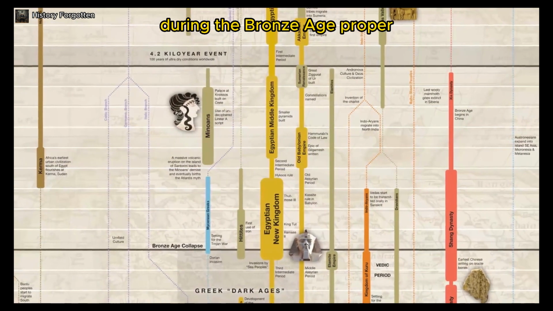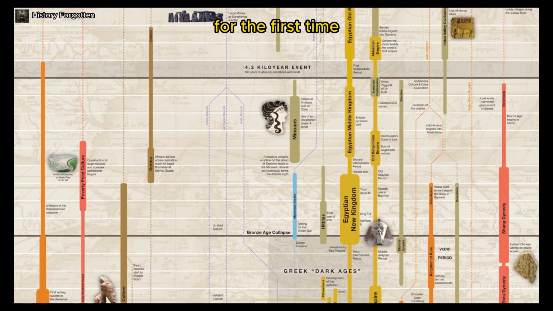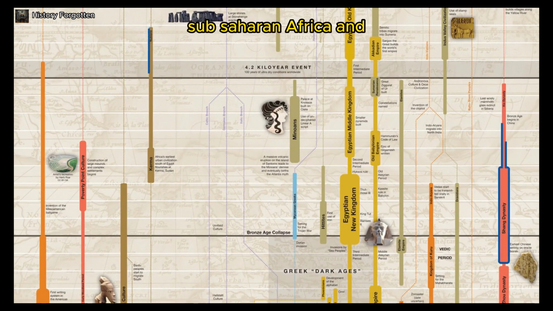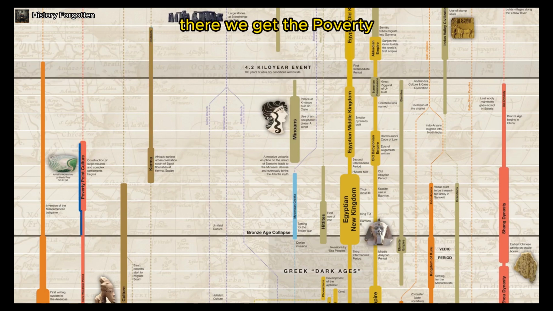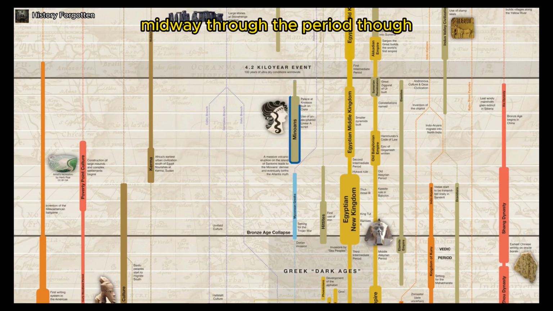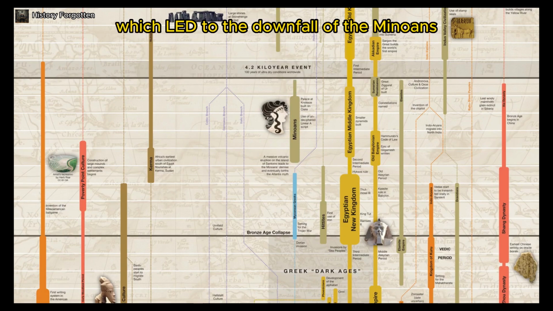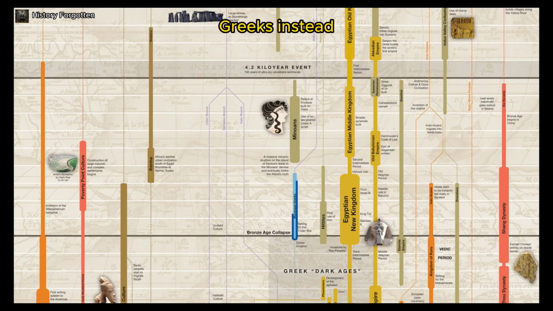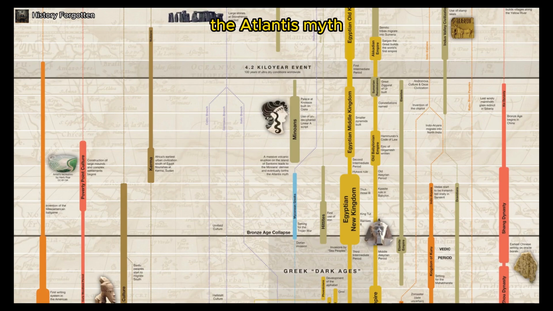During the Bronze Age proper, we also get civilization rising in other parts of the world for the first time, including in China, Sub-Saharan Africa, and unbeknownst to many people, North America. There, we get the Poverty Point culture, where large mounds and complex settlements were built. Finally, we also get the first civilization in Europe, the Minoans on the island of Crete. Midway through the period, though, there was a volcanic eruption nearby, which led to the downfall of the Minoans and the rise of the Mycenaean Greeks instead. This catastrophe could very well have been the event that birthed the Atlantis myth.